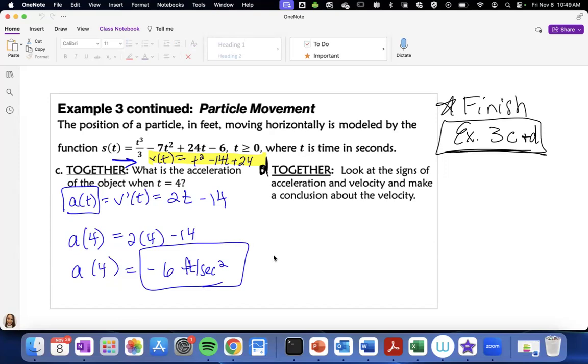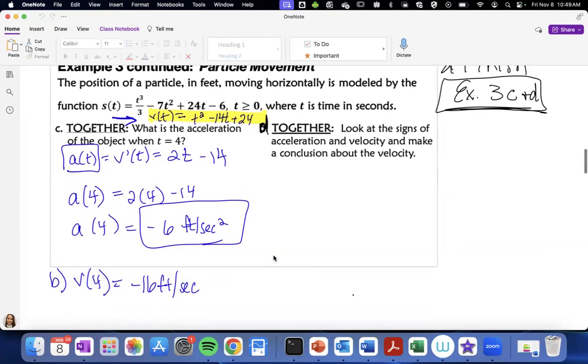Okay, and then one more together. Look at the signs of acceleration and velocity and make a conclusion. In part B, we found the velocity at 4 seconds. Now you have to evaluate them at the same t value, the same time value. The velocity was negative 16 feet per second. What do you think the acceleration is telling us about the velocity here? What do you think?